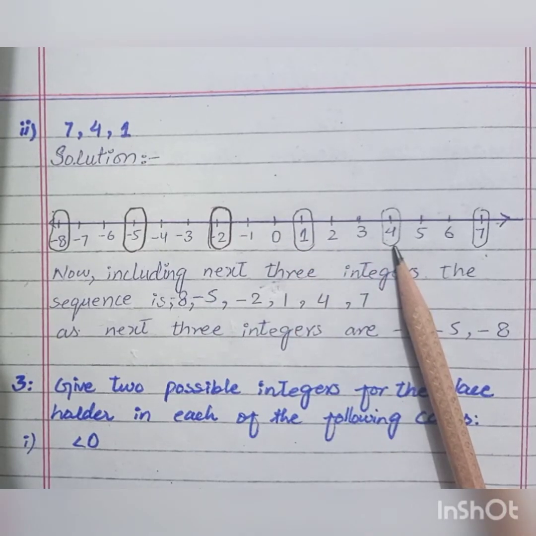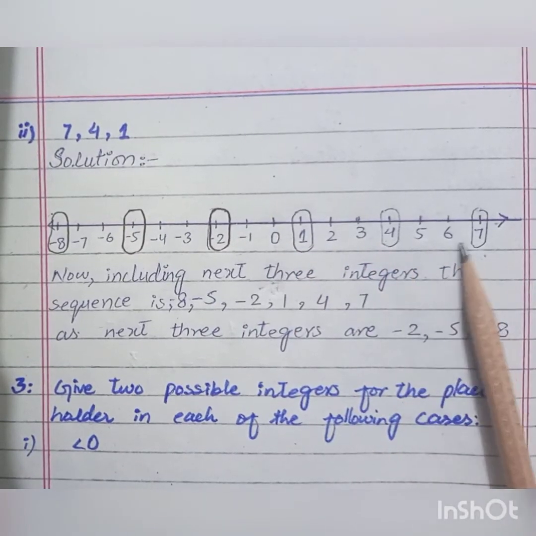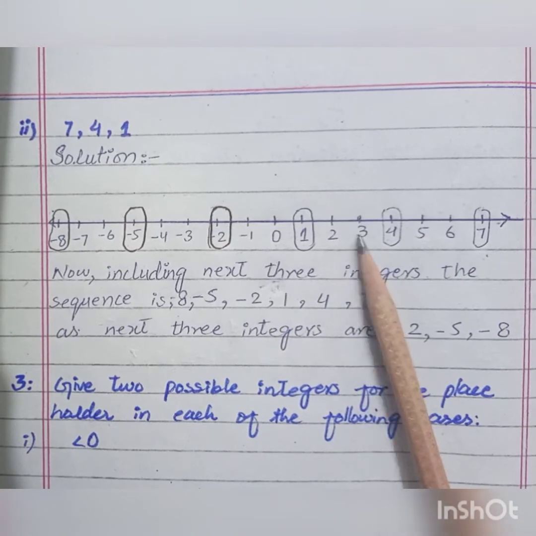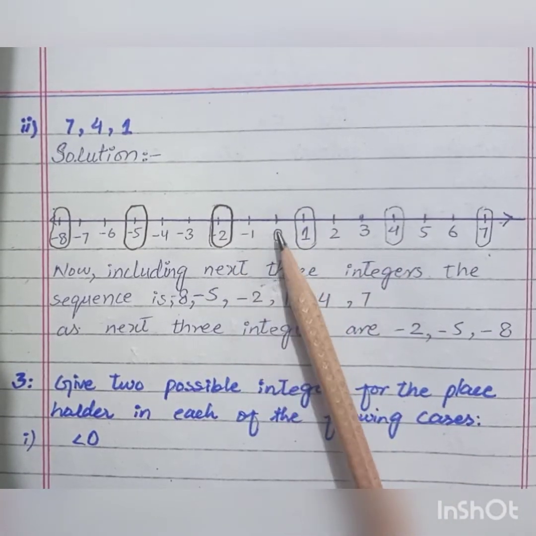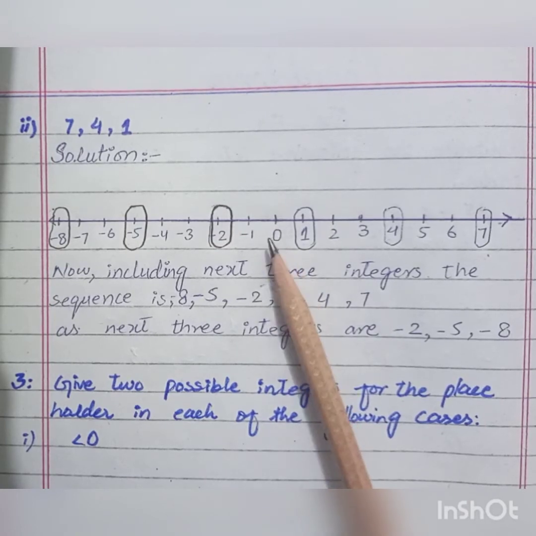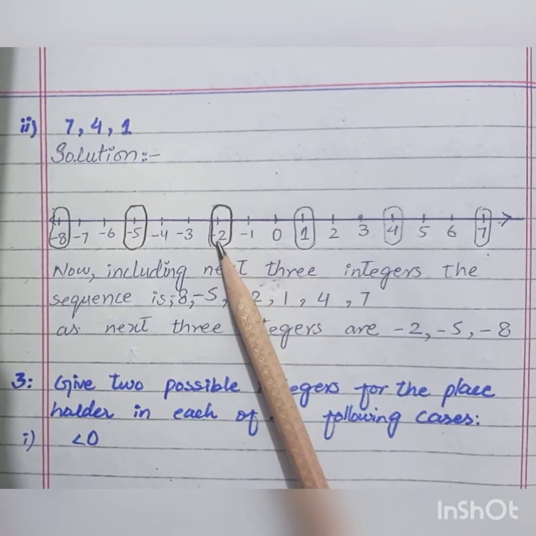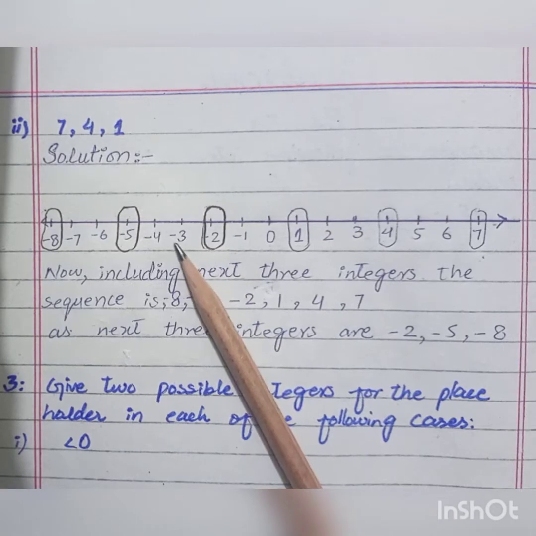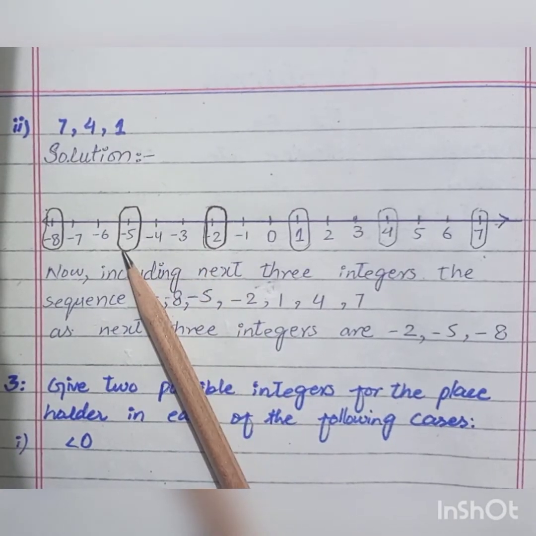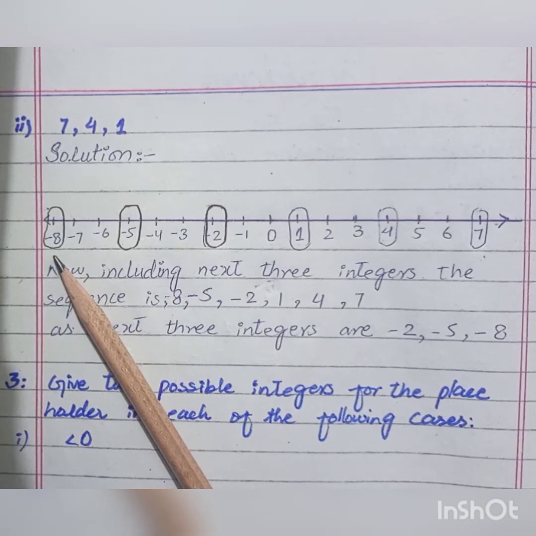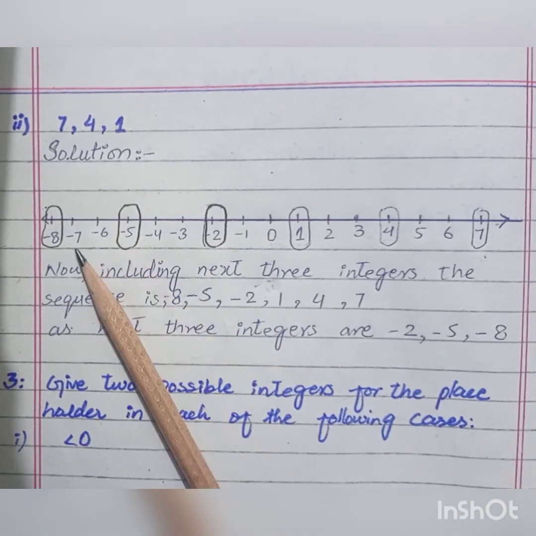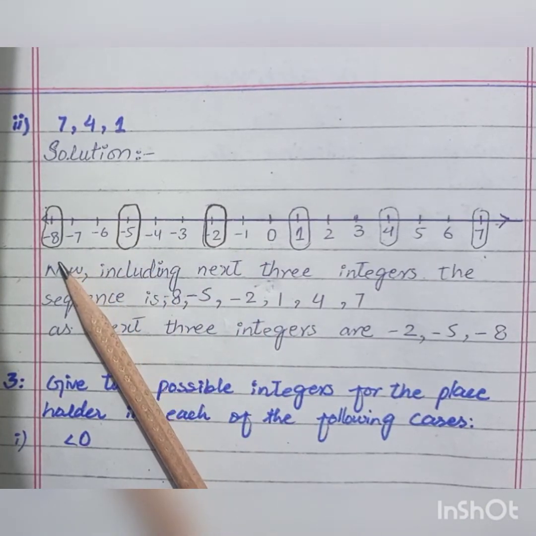Now you can see that there is a difference of two numbers in between 4 and 7, and also there is a difference of two numbers in between 1 and 4. So in order to find next three integers, there should be a difference of two integers, that is 1 minus 3, then the number will be minus 2. Again the difference of two integers, the next integer is minus 5. Again the difference of two integers, the next integer is minus 8. It means minus 2, minus 5 and minus 8 are the required integers.